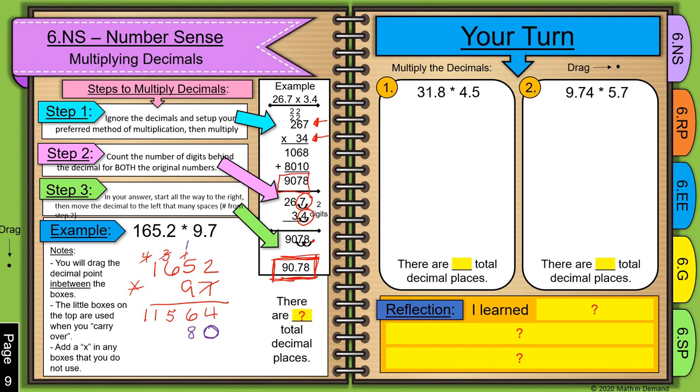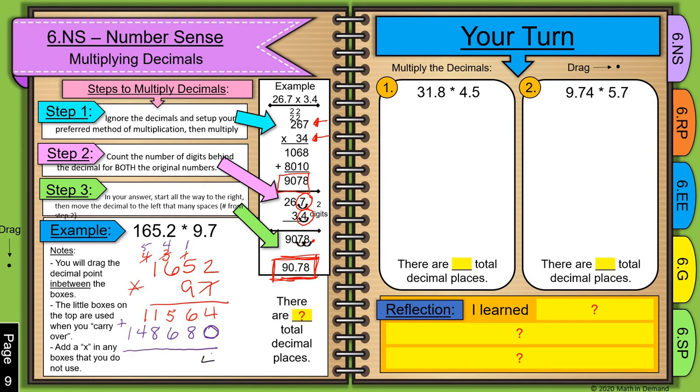5 times 9 is 45, plus the extra 1 is 46. Carry the 4. 6 times 9 is 54, plus 4 more is 58. Carry the 5. 1 times 9 is 9, plus 5 is 14. So now I'm going to take those and add them together.